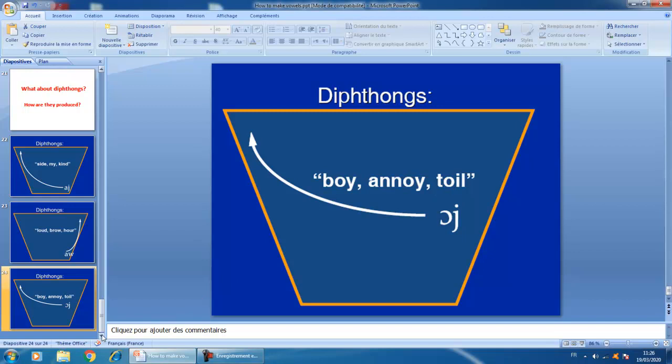So remember, in diphthongs, we have got a movement from the position of the first vowel to either E or U. And that's enough for vowels.